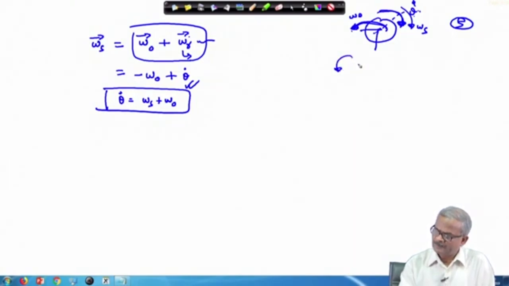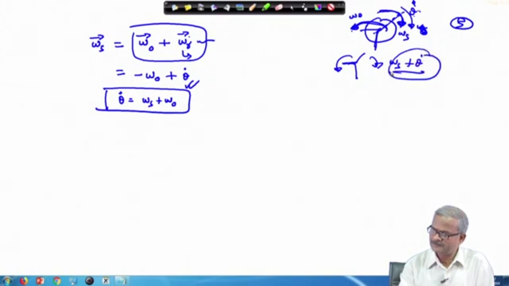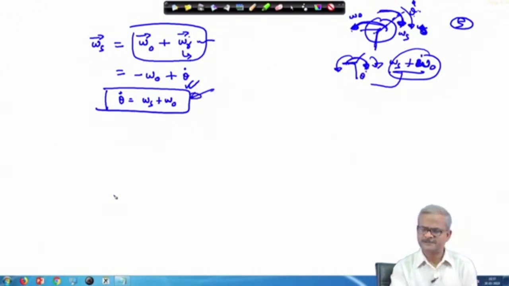Okay. So, if we have an inertial frame, then with respect to the inertial frame we only have omega s. But now we are measuring with a frame which is rotating in this direction. So, obviously, you can see that omega s plus omega 0 will add up, and this will show you the rotation rate with respect to this axis. So, this becomes your theta dot. This is exactly what has been written, you can check it yourself.